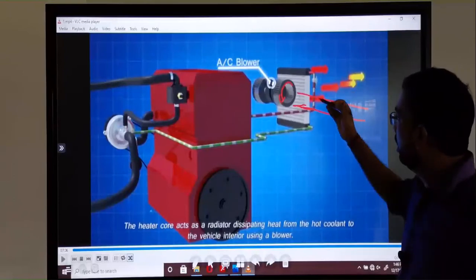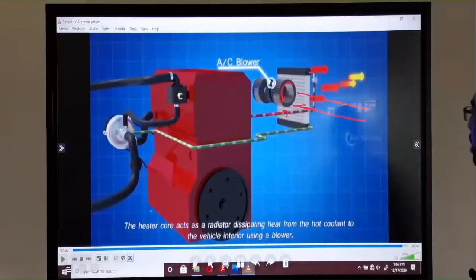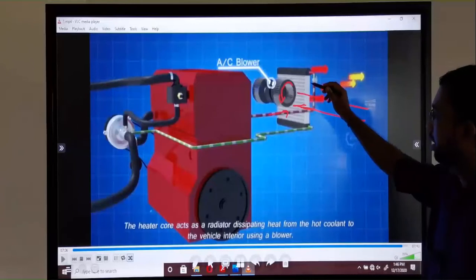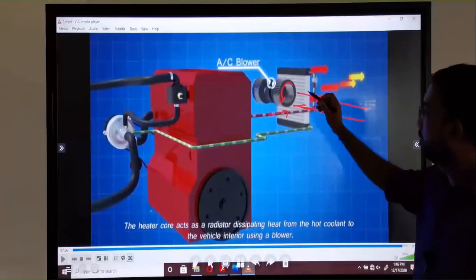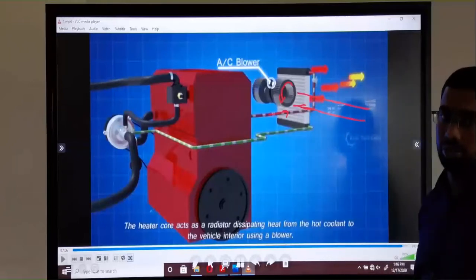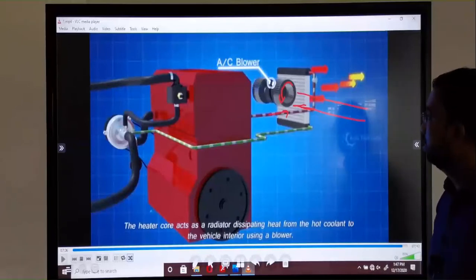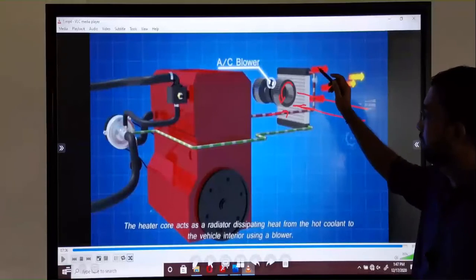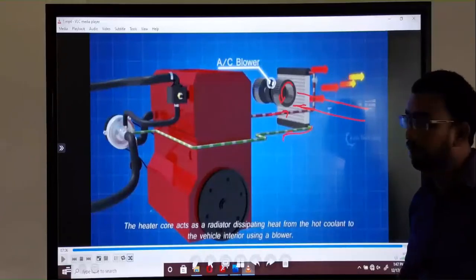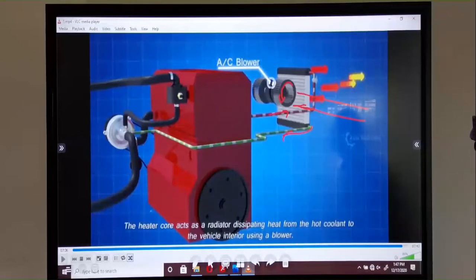That air, because hot coolant flows through this heater core, the core absorbs the heat, and sends the heat through this blower. So this blower passes the heated air because of this rotation. Because that heat is absorbed by the heater core, the coolant loses its heat. That's why it's connected with the intake line, because this also works like a radiator.